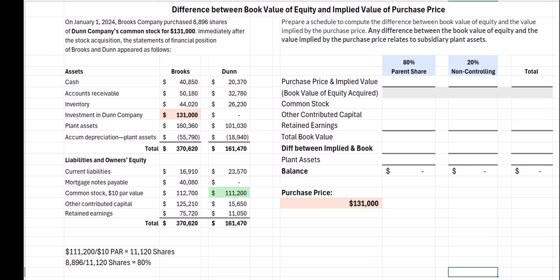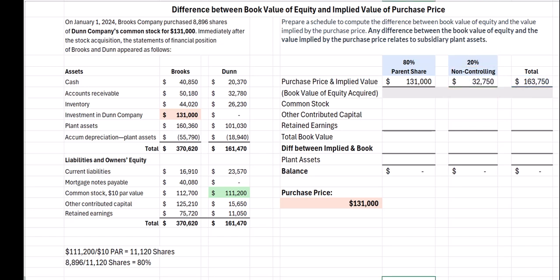So we're going to begin with purchase price and implied value. On Brooks's assets, they have the investment in Dunn Company of $131,000, and that's going to give me my total. So I'm going to take my 131 and divide it by my 80% parent share, and that'll give me the 163,750 total purchase price and implied value. And now I'm going to split that between the parent by multiplying by the 80%, and then multiply it by the 20% for the non-controlling share.